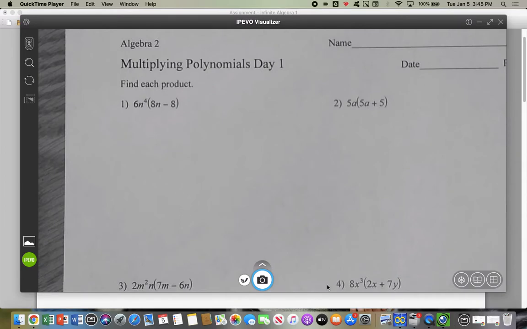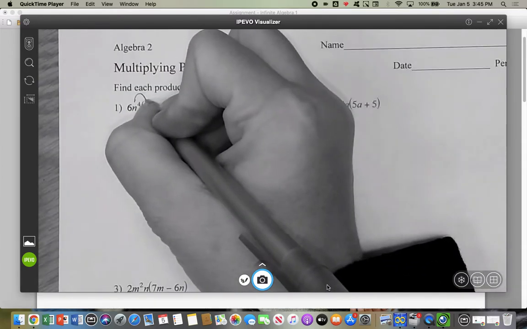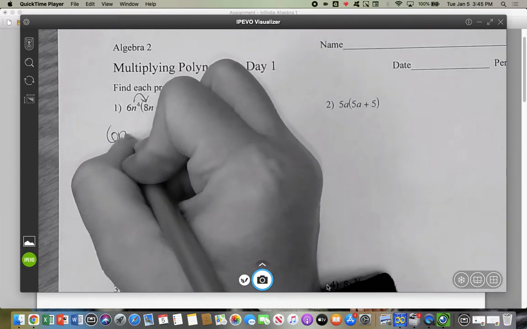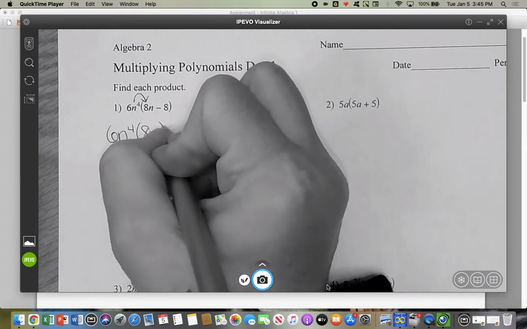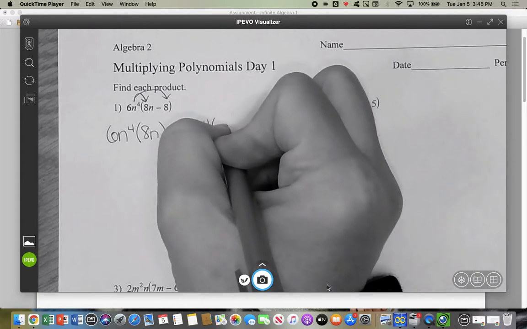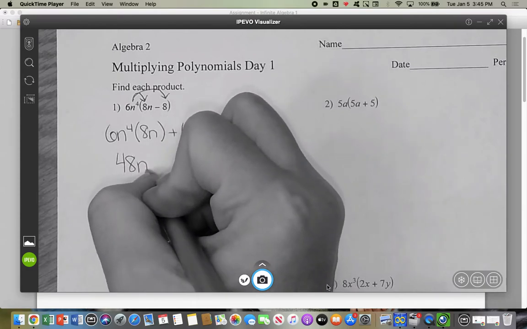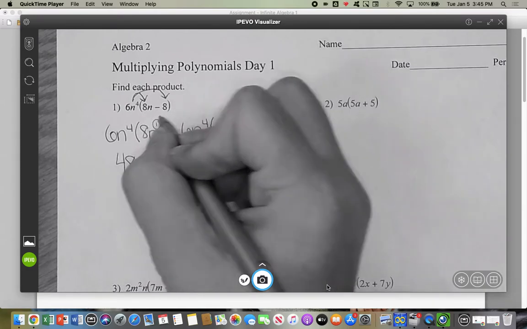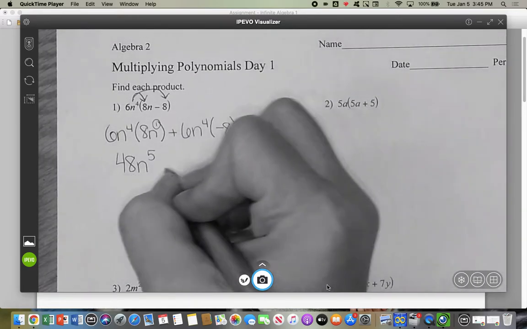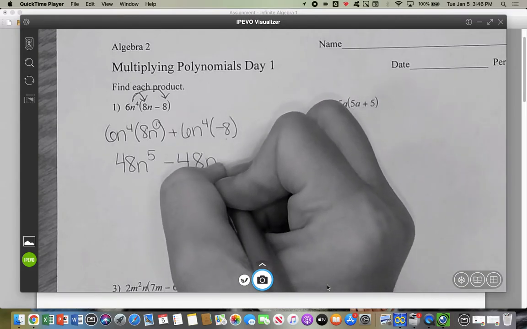So we're still multiplying and we're still using those properties of exponents, but today we're going to have to do some distributing as well. So on that first term, we are actually going to distribute that 6n to the 4th power. We're going to distribute it to the 8n first. So we're going to take 6n to the 4th times 8n, and then we're going to take 6n to the 4th times negative 8. So then that gives us a 48n, 4 plus a 1 that we never write is a 5. And then a positive 6 times a negative 8 gives me a negative 48n to the 4th.